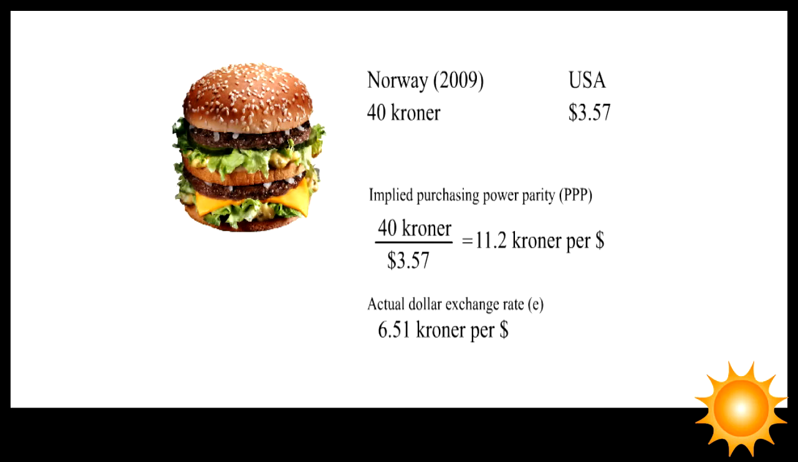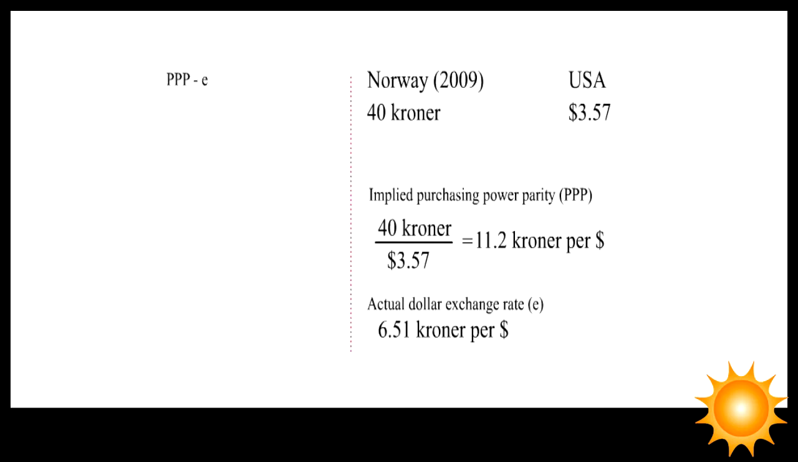By comparing these two exchange rates, we can get a rough idea of how much the kroner was overvalued in the foreign exchange market. First, subtract the actual exchange rate E from the purchasing power parity, PPP. Then divide this difference by the actual exchange rate E. Substituting actual numbers into the formula, we can see that the kroner was 72% overvalued in the foreign exchange market compared to the purchasing power parity, PPP.